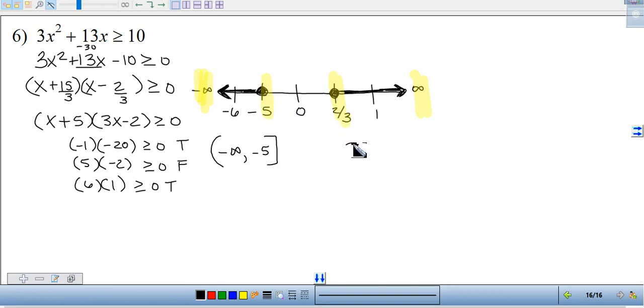On this one, I have 2/3 and I have infinity. Infinity always gets the parentheses. This is solid, it gets a bracket. We'll write the word "and" in between because both are true at the same time.